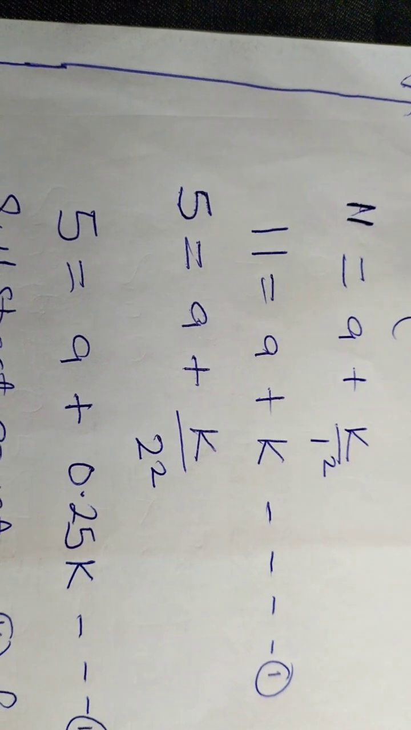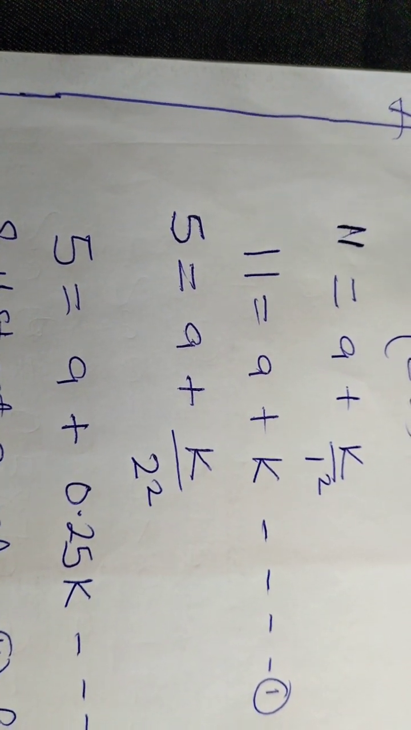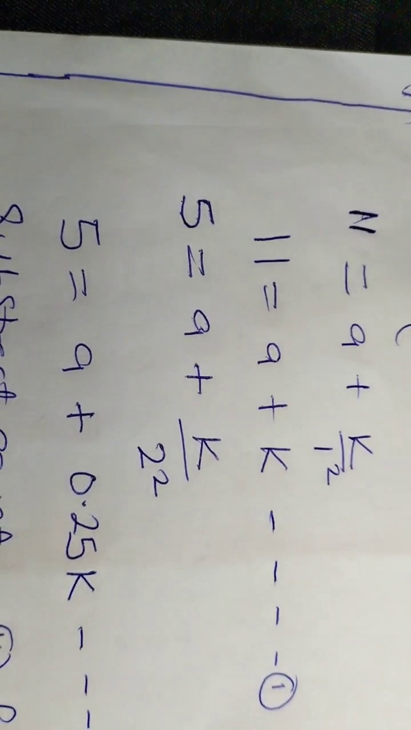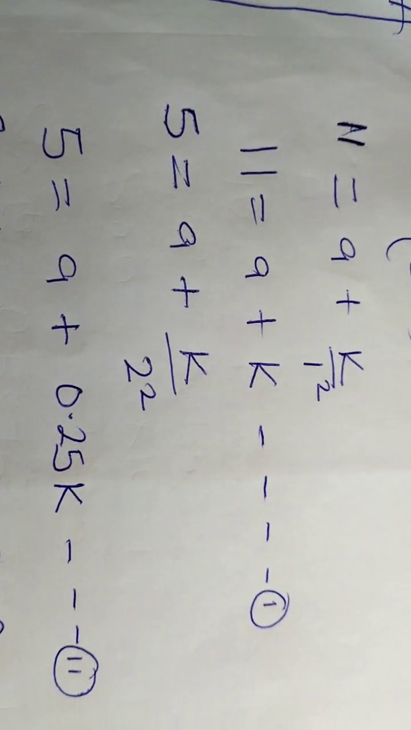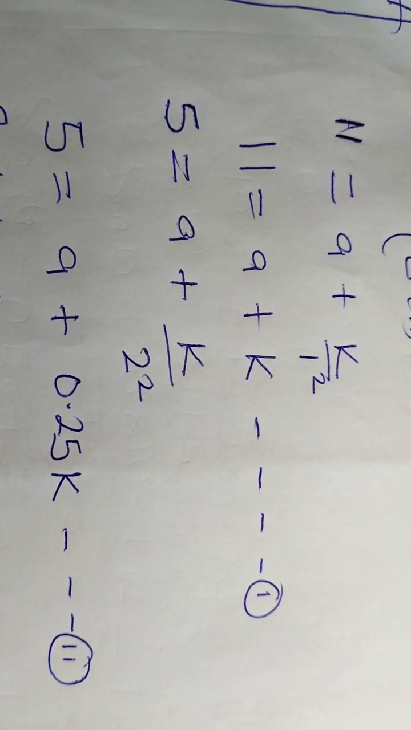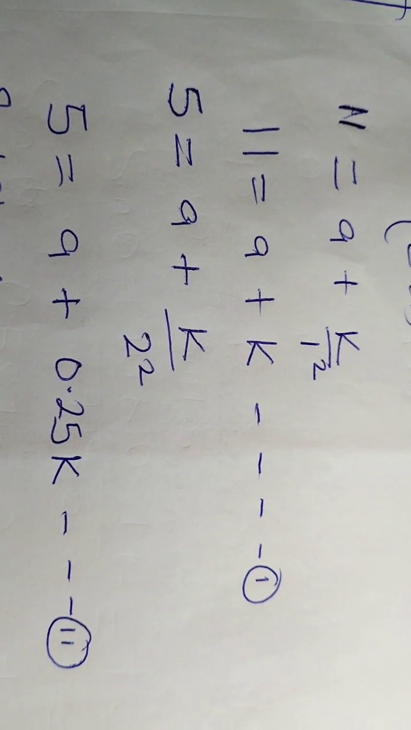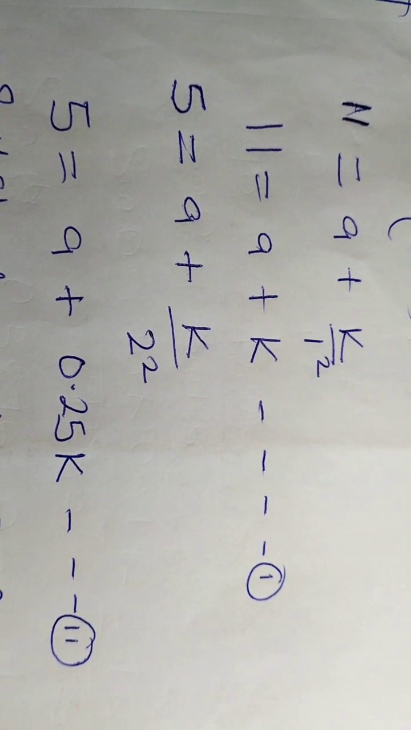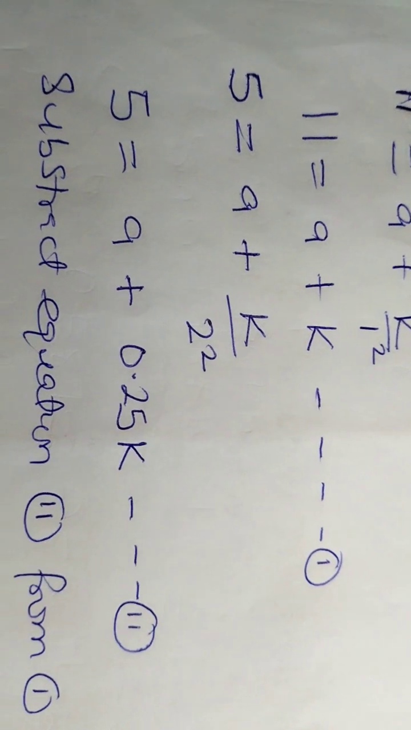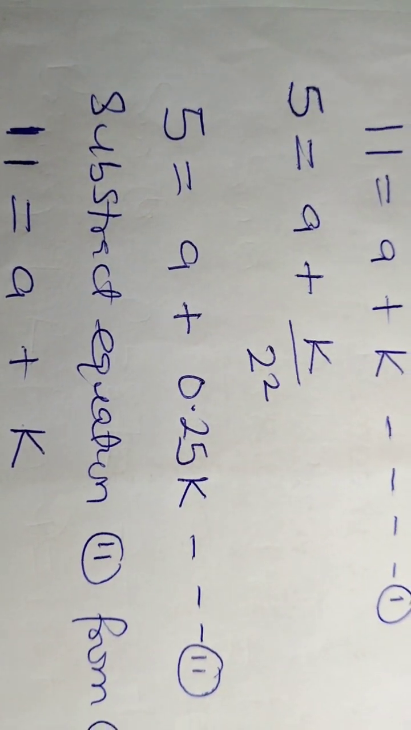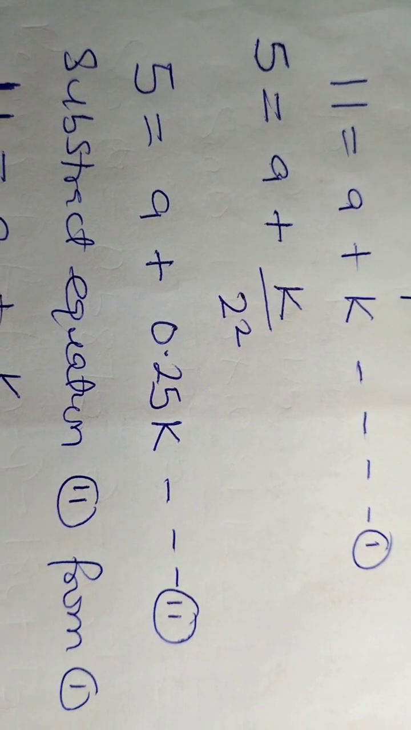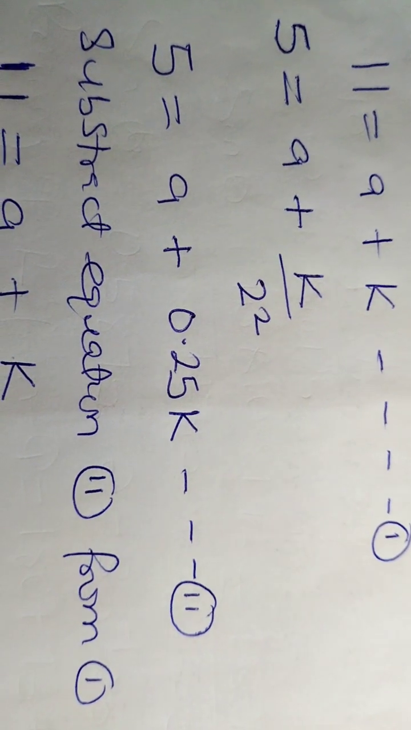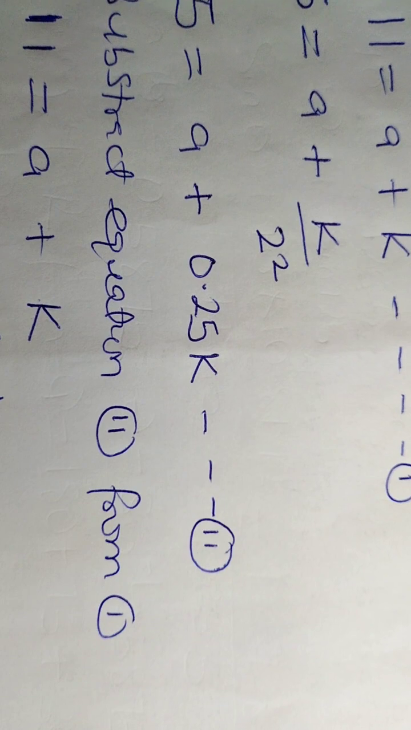The second condition says that when Y is 5, S is 2. So replace Y in that relationship with 5, and then S with 2. We now have 2 squared under K. So 5 equal to A plus K all over 2 squared. So we arrive at 5 equal to A plus K over 4, since 2 squared is 4. So 1 over 4 is nothing but 0.25K, as equation 2.